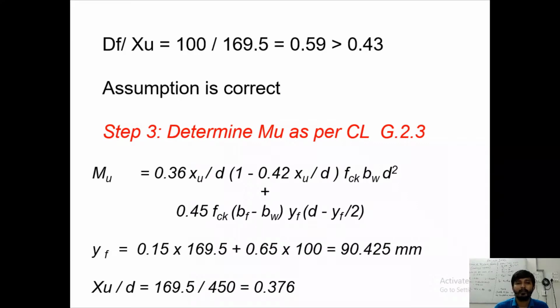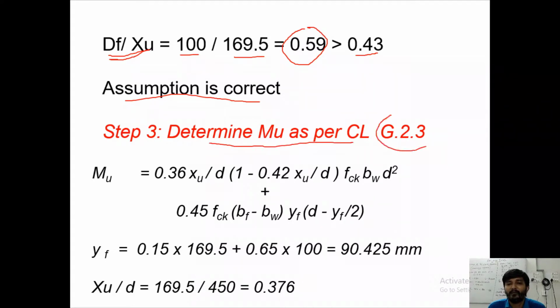So as XU max is greater than XU, section is under reinforced section. So I can find out DF divided by XU exactly now. DF is 100, XU is 169.5, which is 0.59 and which is greater than 0.43. Therefore, our assumption is correct. So if assumption is correct, we know our case.